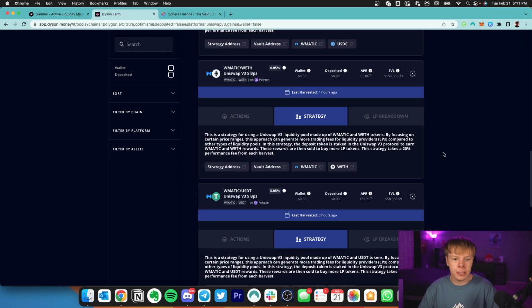Now of course the downside to Dyson is the fact that they take a 20% performance fee. That means that they are taking 20% of the yield generated. If they don't generate any yield, then they are not taking their 20%. Only 20% of the yield generated, which isn't too bad at all, but again, that starts to eat into your profits. If you make 100% off of the yield and they take 20%, now you're only left with 80%.